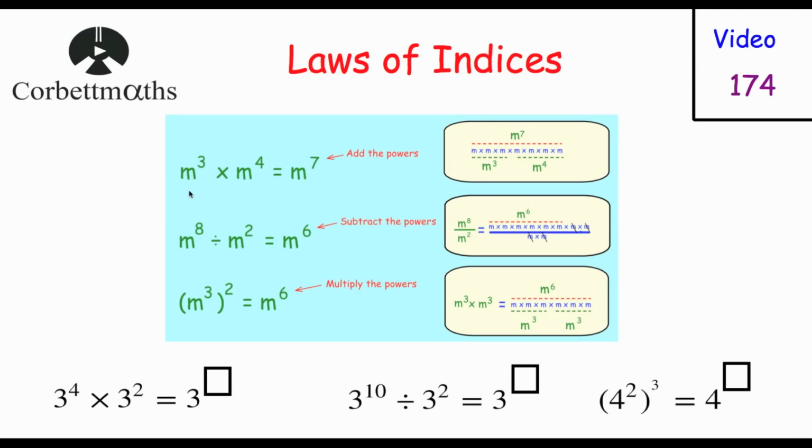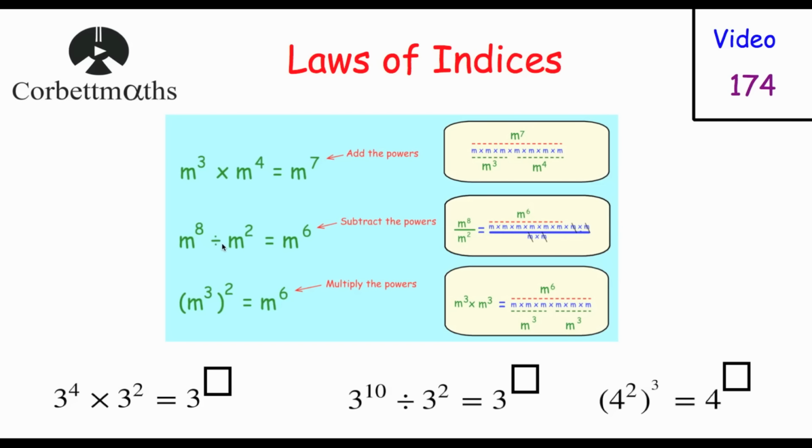So our first law: if you're multiplying things with the same base, for instance m cubed multiplied by m to the power of 4, that would be m times m times m, multiplied by m times m times m times m, and altogether there'd be 7 of them, so that's m to the power of 7. A quick way to work that out is, because we've got m to the power of 3 and we're multiplying by m to the power of 4, you can add these powers. 3 plus 4 is equal to 7. And this is the Corbettmaths revision card on laws of indices, so if you've got the revision card, it will be very useful for you.